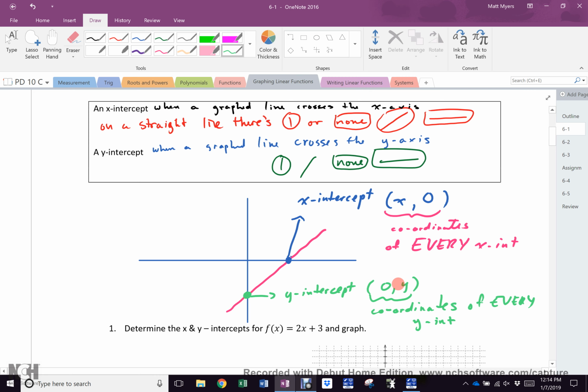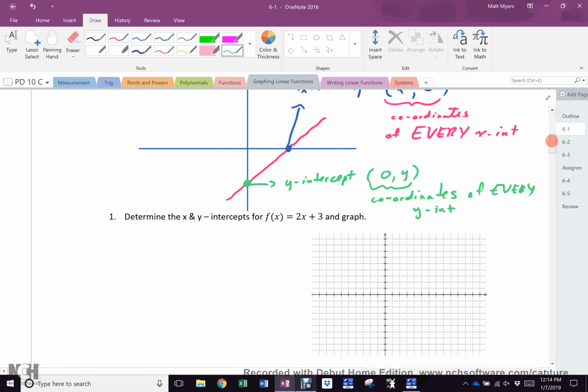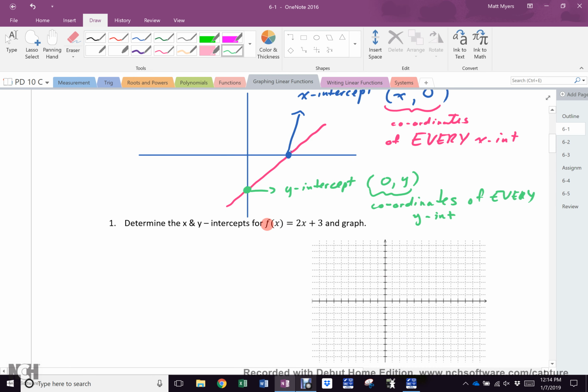Everybody cool? All right, let's apply this knowledge to our situation here. Notice I have a function, yes? In grade 9, how would we have written that? Y equals 2x plus 3. Since we're graphing, we're going to use that. Everybody cool? Now, I want the x and the y intercepts. Every x-intercept is what?